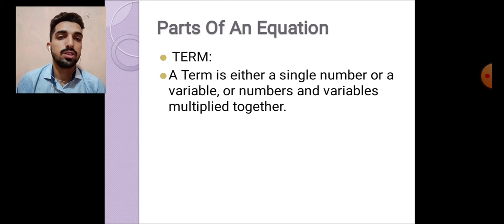Parts of an equation: terms. A term is either a single number or a variable, or numbers and variables multiplied together.